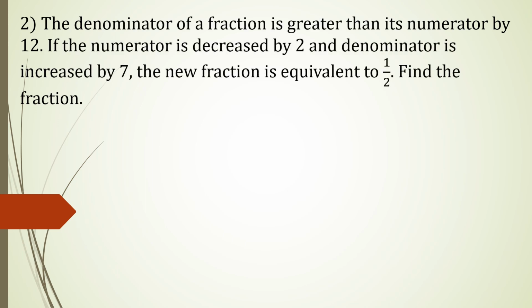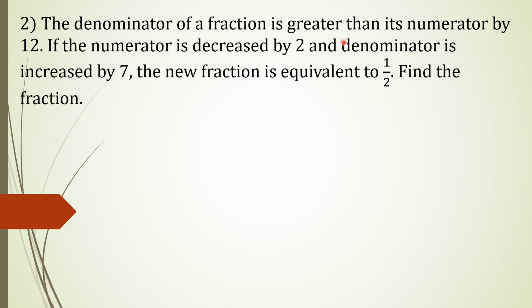Now, what is given in the question? The denominator of a fraction is greater than its numerator by 12. If the numerator is decreased by 2 and denominator is increased by 7, the new fraction is equivalent to 1 upon 2. Find the fraction. So these are given things.